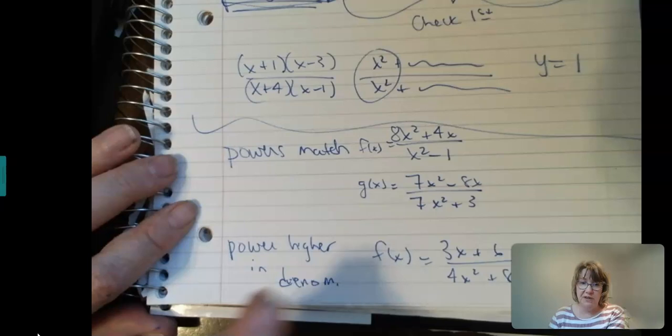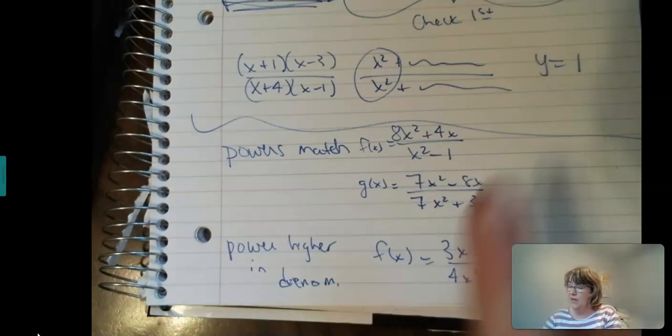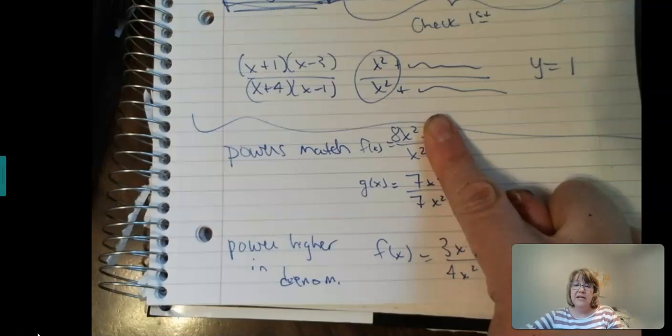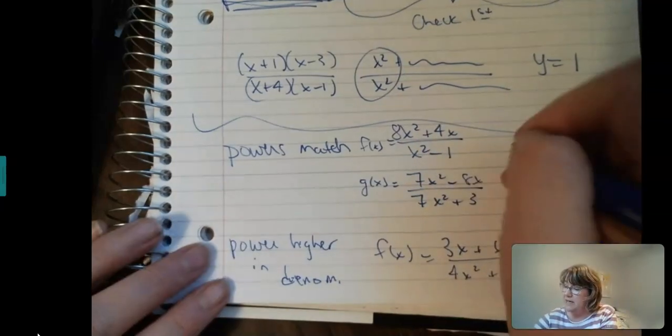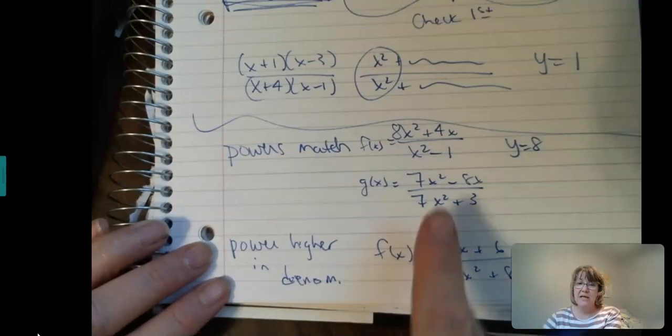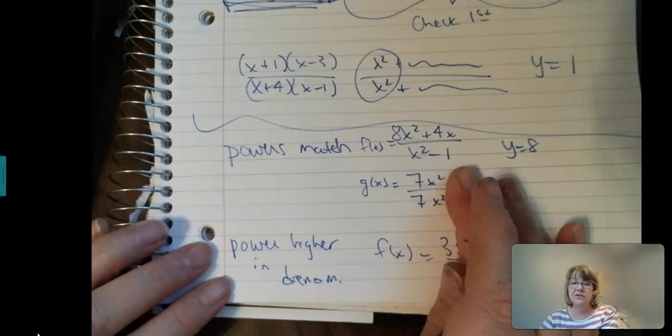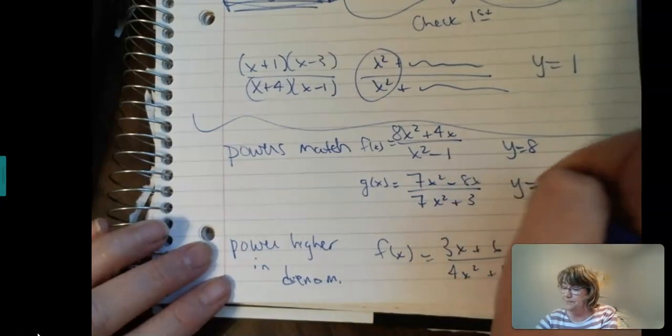All right, now let's look at in general. If your powers match, and this is just dealing with horizontal, and assuming you have no holes, you look at the leading coefficients. If they match, they're going to cancel, and in this case, the x squareds cancel, you get y equals 8. That is going to be your horizontal. Going horizontally, same thing. Leading coefficients, the 7 cancels, so does x squared, y equals 1.